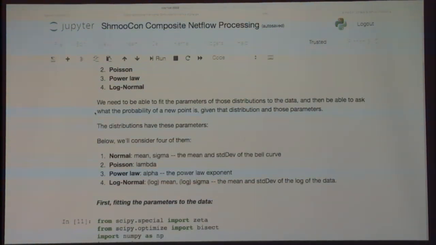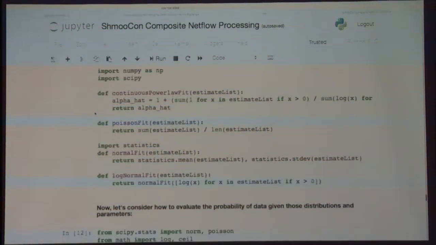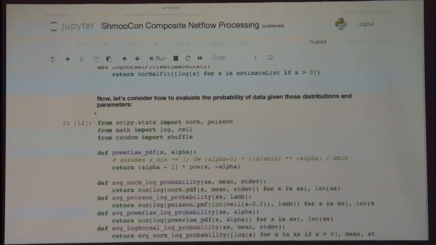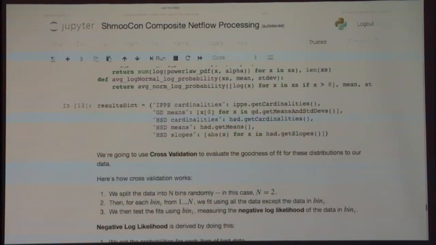They each have parameters we want to fit. Now what we do, and this is the code for doing that. And then we also have the code for doing the cross-validation.